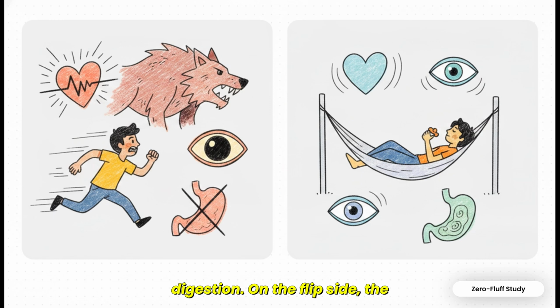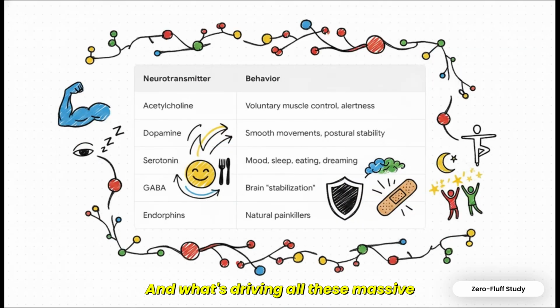On the flip side, the parasympathetic nervous system is your rest and digest state. It does the exact opposite, deliberately constricting the pupils, slowing down the heart rate, and stimulating digestion and bile release. And what's driving all these massive systemic changes? Our neurotransmitters. Let's do a really quick rapid-fire review here.